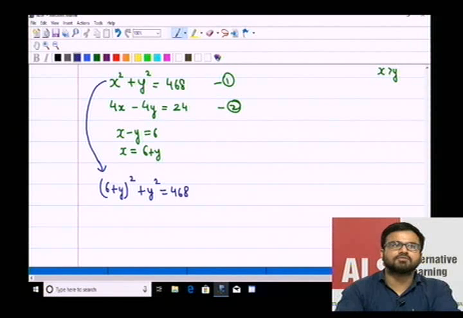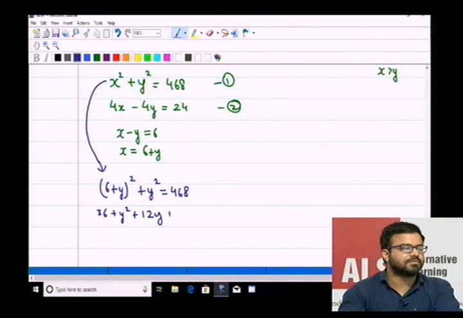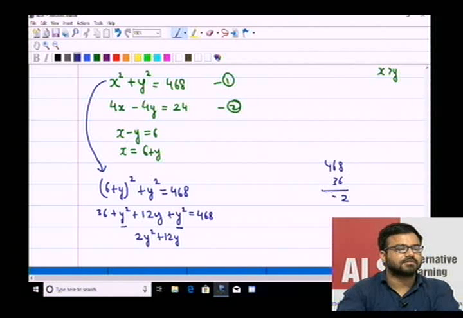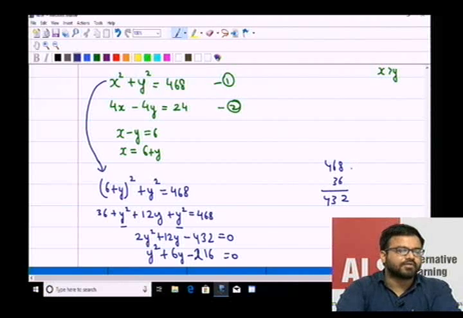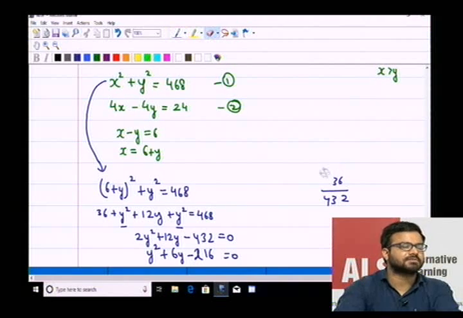Now open it by (a plus b) whole squared: 36 plus y squared plus 12y, plus y squared is equal to 468. Y squared plus y squared will become 2y squared plus 12y, and 468 will come to the left hand side. So 36 minus 468 will be negative 432. Dividing the complete equation by 2, we will get y squared plus 6y minus 216 is equal to 0. Now we can factorize this one. This can be done by middle term splitting also.